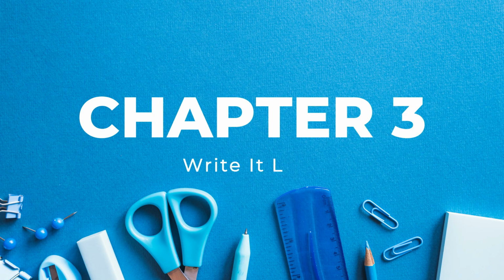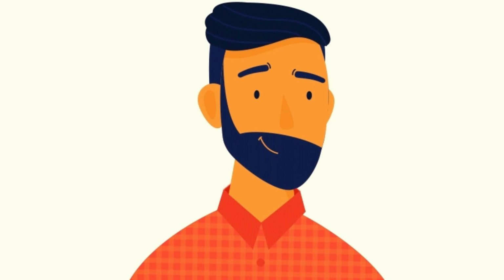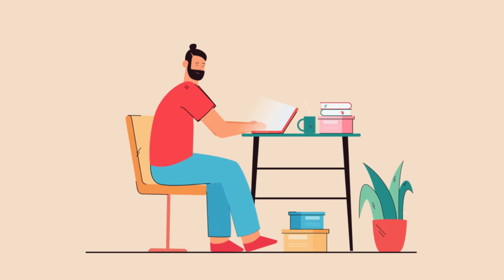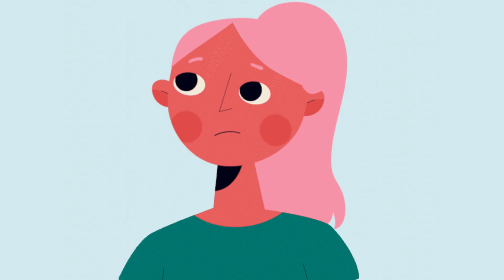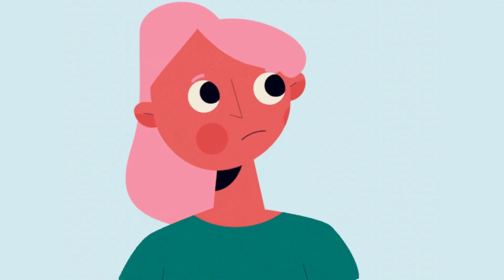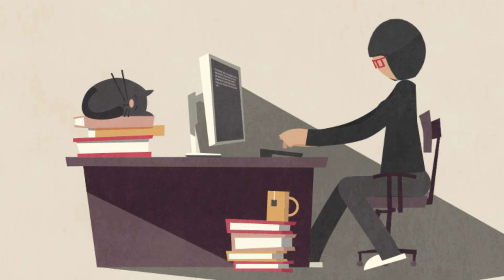Chapter 3. Write it last. Want to waste hours writing an abstract? Easy, write it first. Always write your abstract after you finish the paper. Why? Because you don't fully know your results or structure yet. Once your paper is solid, your abstract becomes 10 times easier to write and more accurate.